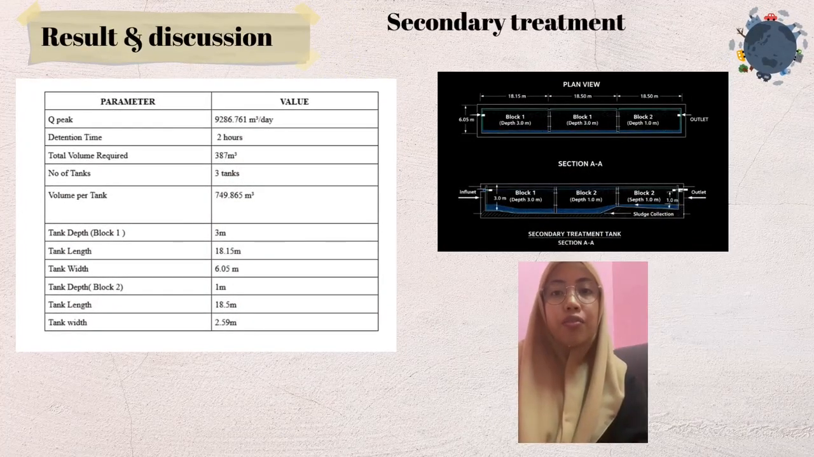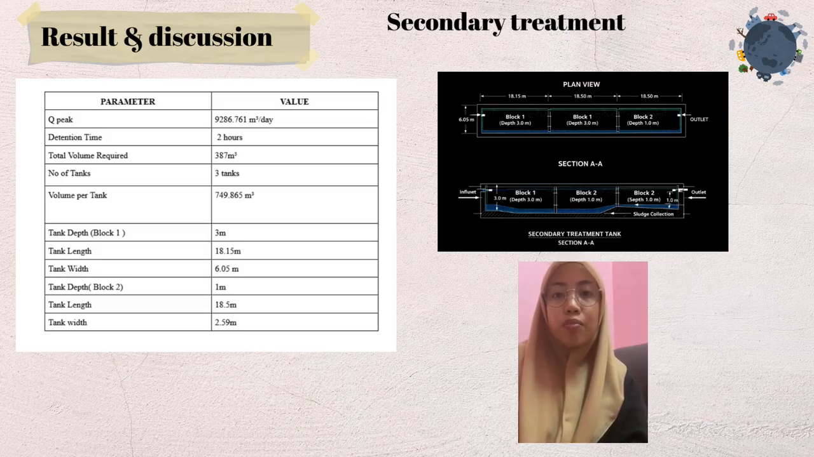I will give an overview of the secondary treatment tank designed for our wastewater treatment plant. The system is designed to handle a peak flow of approximately 90,200.16761 meter cubic per day. To ensure effective biological treatment, each tank provides a detention time of 2 hours, and the total volume required is about 387 cubic meter. This is divided among 3 parallel tanks, each with a volume of 749.865 meter cubic.